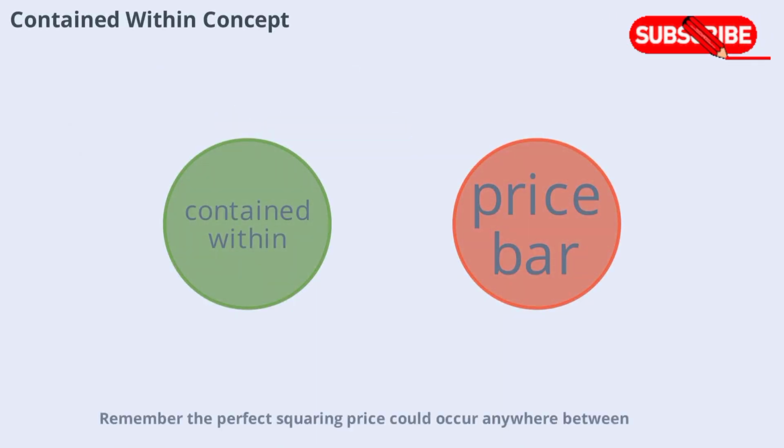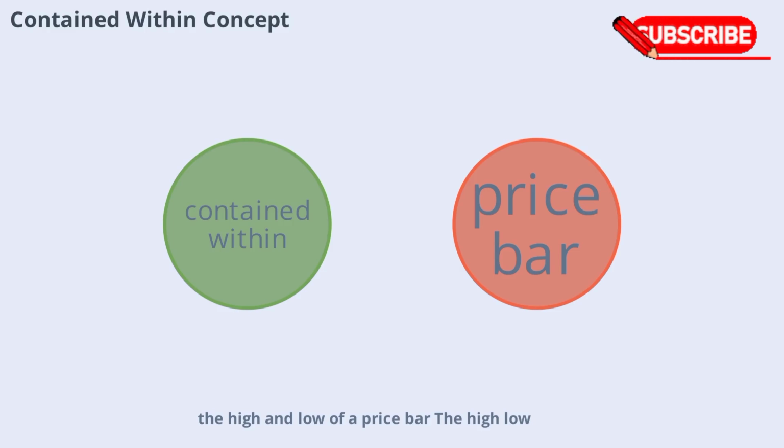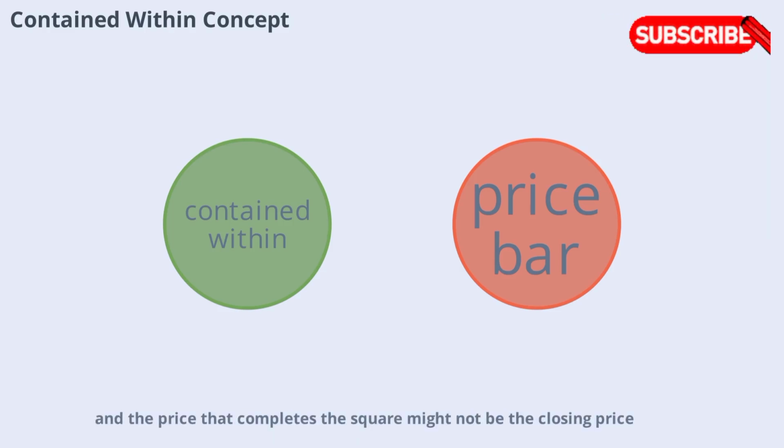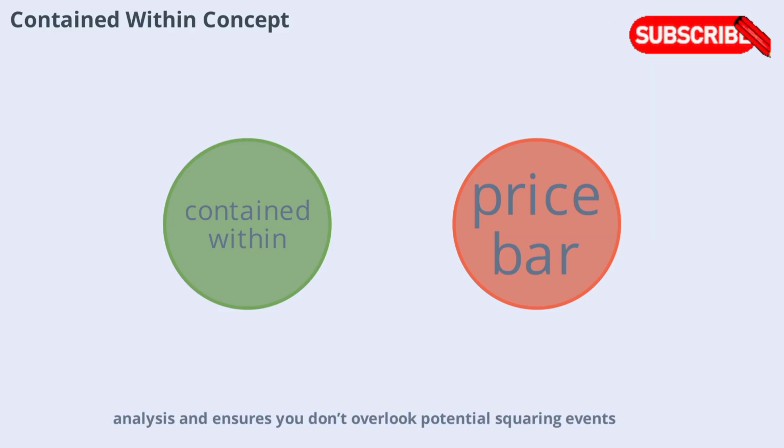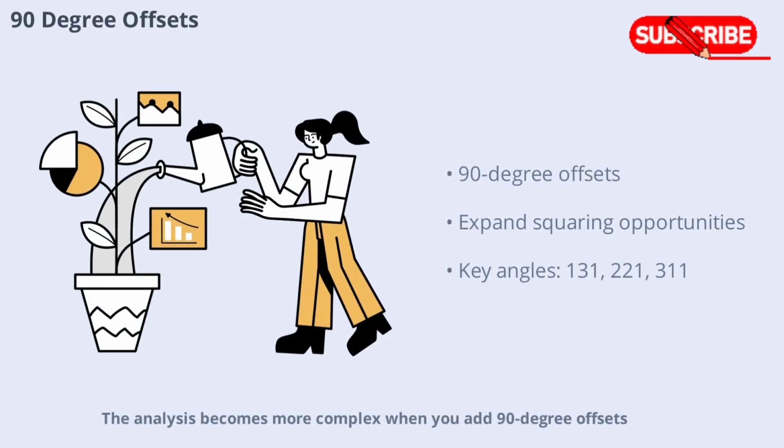Remember, the perfect squaring price could occur anywhere between the high and low of a price bar. The high, low, and close each represent specific moments in time, and the price that completes the square might not be the closing price. This "contained within" concept is crucial for accurate analysis and ensures you don't overlook potential squaring events.